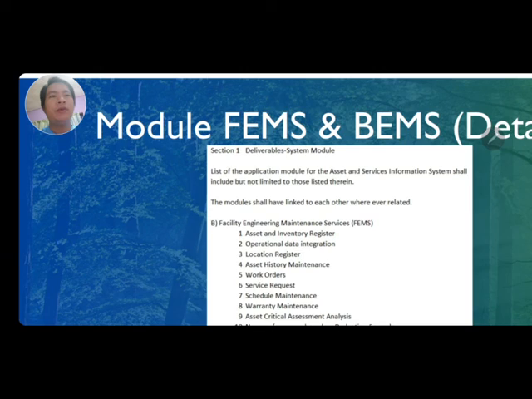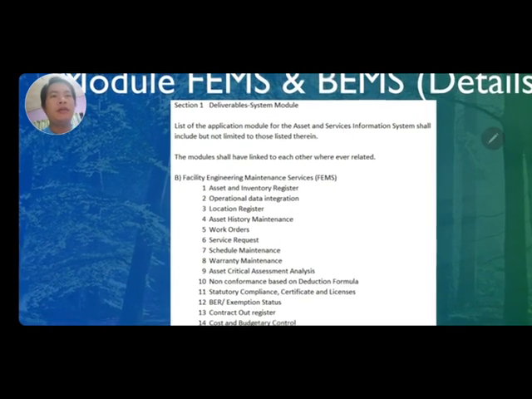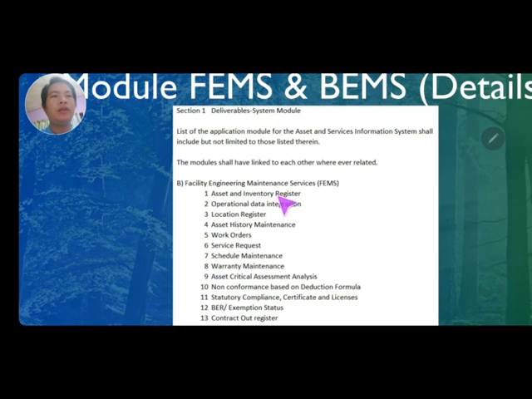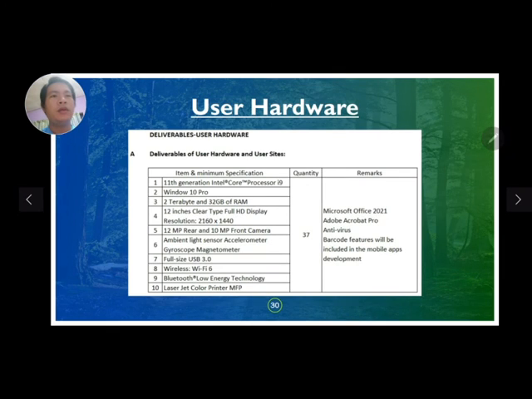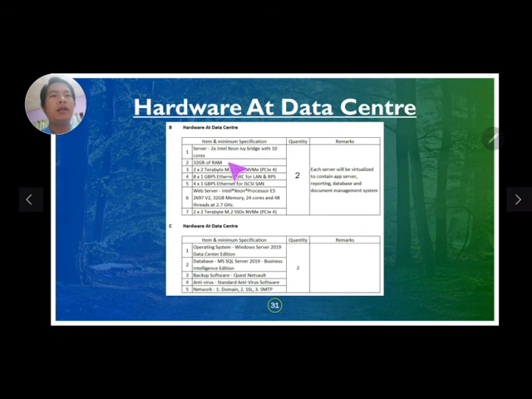Okay, we look at module FAMS and BAMS details. For example, here: asset and inventory register, operational data integration, location register, asset history maintenance, and so on. Now we go to hardware. User hardware: at least 11th generation Intel Core i9 processor, Windows 10, 2TB, 32GB RAM, and 12-inch monitor screen. Hardware at the data center: at least using Intel Xeon Ivy Bridge with 10 cores, using Windows Server 2019.